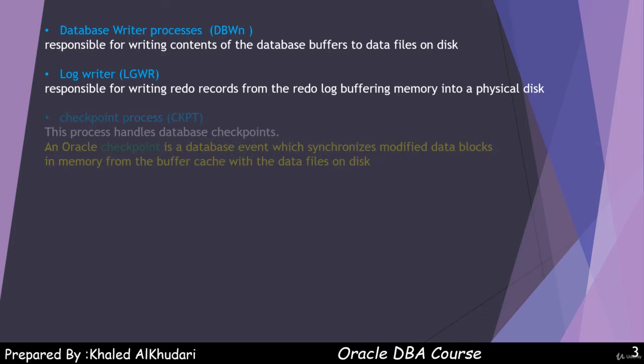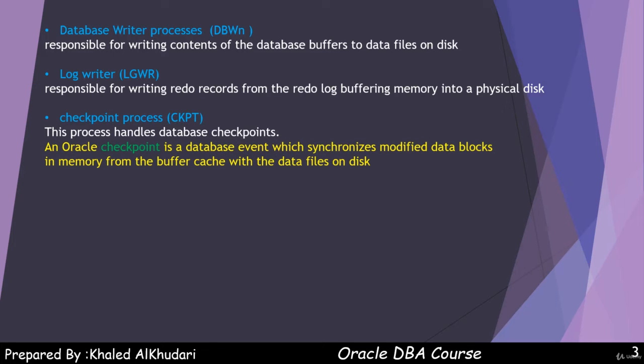Remember this. Now we also have the checkpoint process, CKPT. This process handles database checkpoints. What is the meaning of checkpoint? Actually, it's very simple. An Oracle checkpoint is a database event which synchronizes modified data blocks in memory from the buffer cache with the data files on disk. So simply, this process synchronizes the data between the buffer and the database files in the physical location.